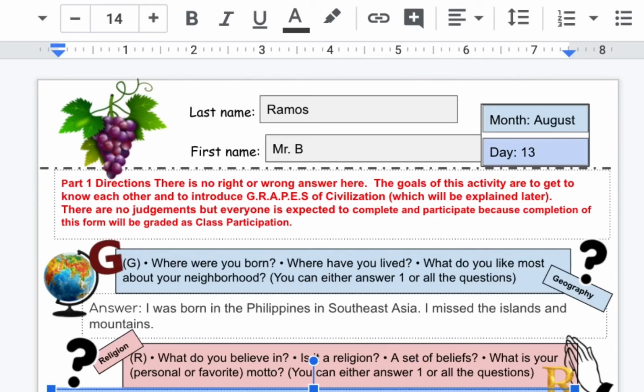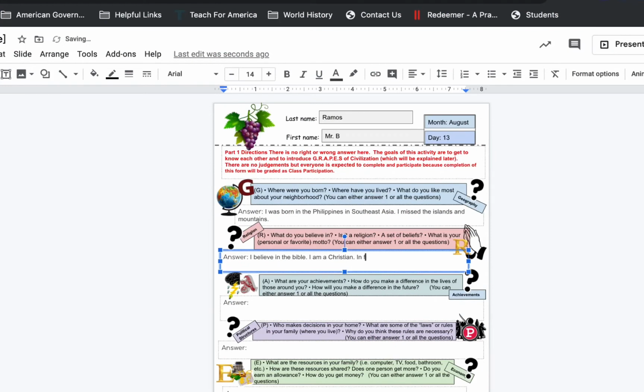Now let's go to R. R is about religion, or the things that you believe. What do you believe and things like that. So I believe in the Bible. I'm a Christian. In fact, I am one of the advisors of the Christian Club at Millswood Middle School. So that's what I believe. I also have a motto in life, and my motto in life is to never stop moving.